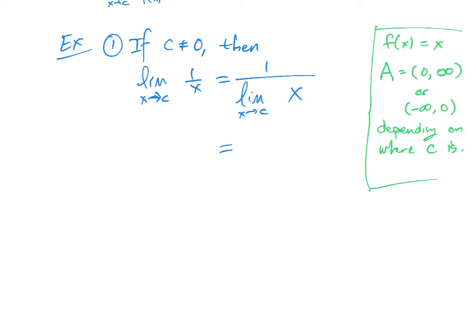Thank you, Olivia, for the thumbs up. Again, we just know this limit is, oh, what did I say? I'm an idiot. This limit is 1 over c, because the limit as x goes to c of x is c. Good.